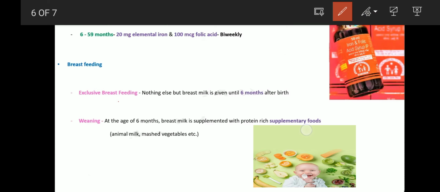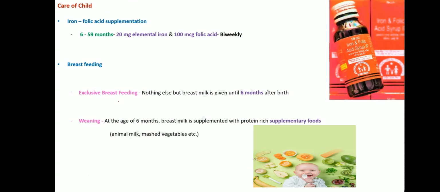Breastfeeding: we know that exclusive breastfeeding has to be done for 6 months after birth. Nothing else but breast milk is given to the baby after the birth.